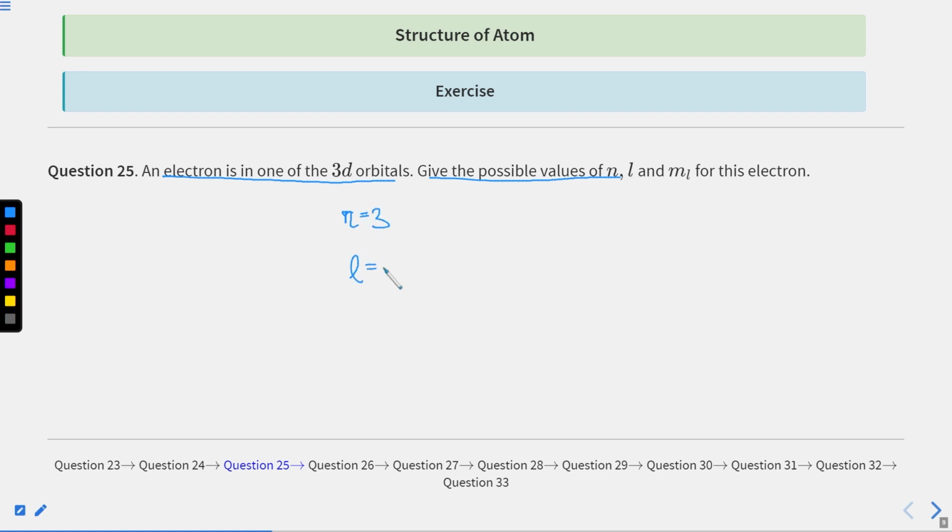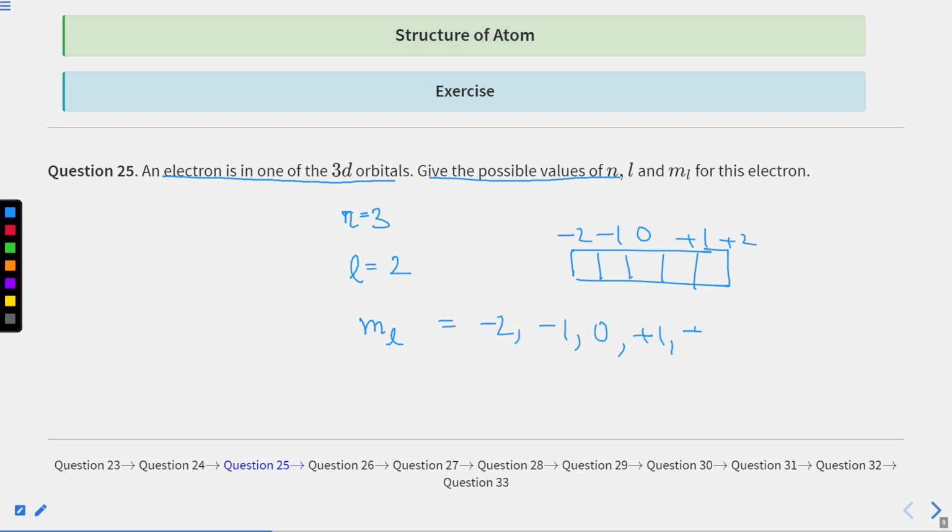What is the value of L here? So d means 0, 1, 2. That would give us 2. What is the value of ml? What are the possible values of ml you can give? So if you remember, this is the way of writing ml. So this is 0, this is minus 1, minus 2, plus 1, plus 2. So ml can have a value of minus 2 or minus 1 or 0, plus 1 or plus 2. So 5 values are possible for ml.